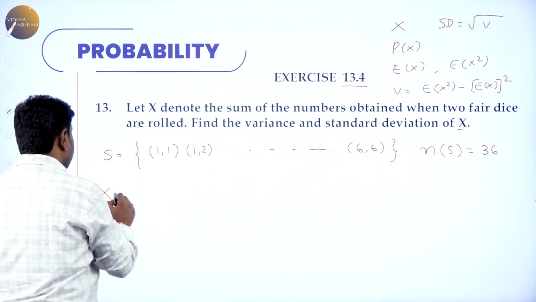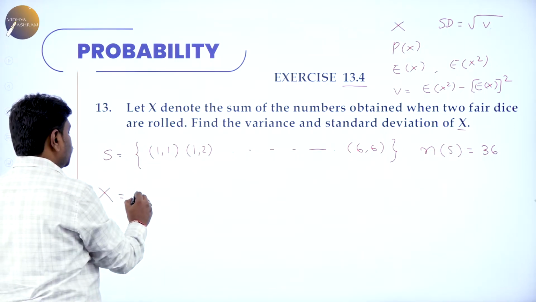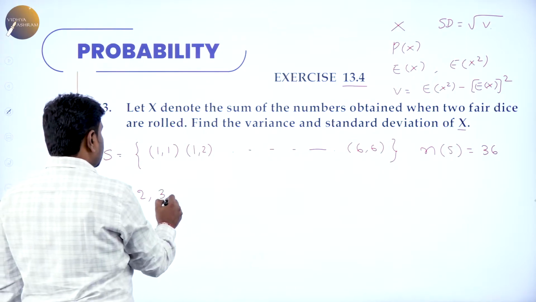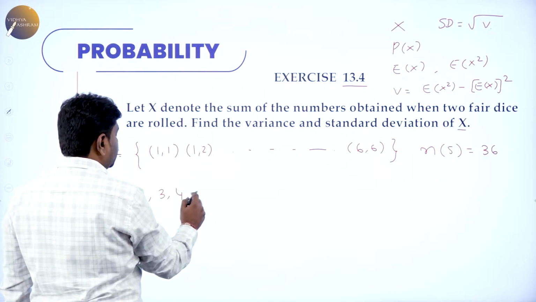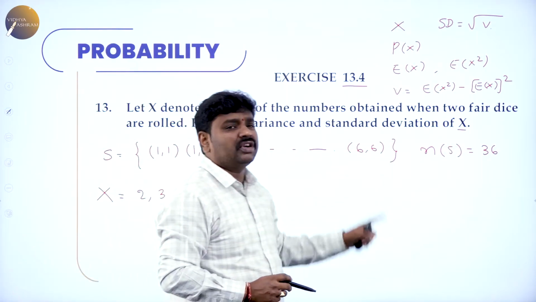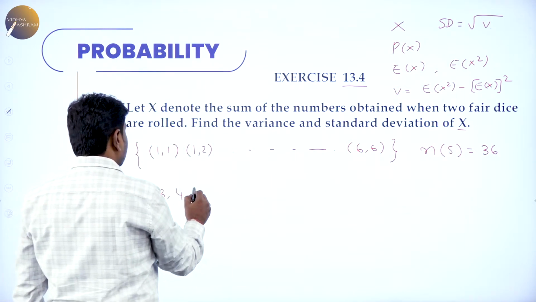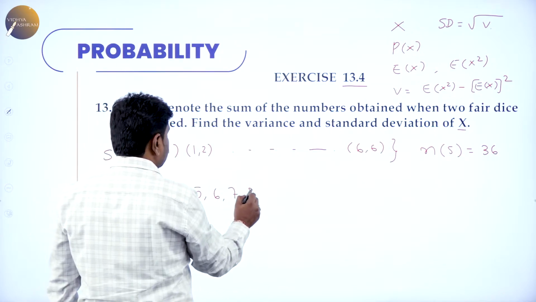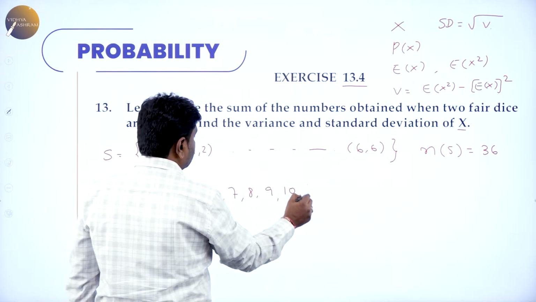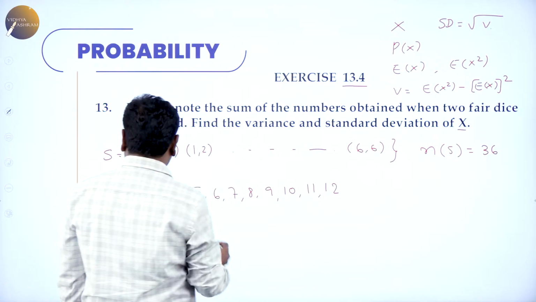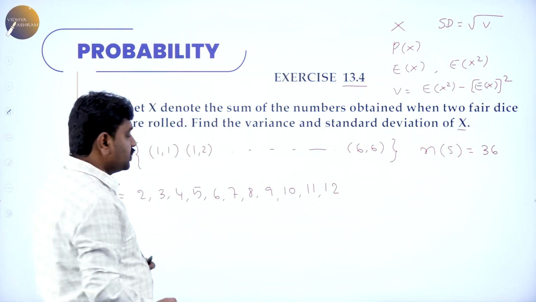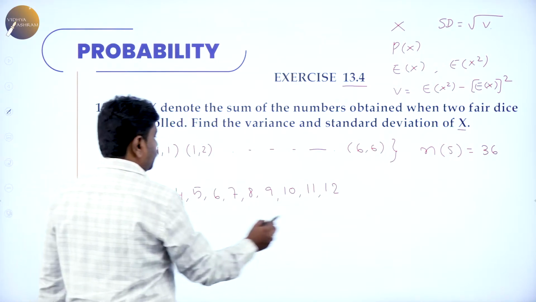Now, 1 1, 1 2, like that. X represents the sum of numbers. What is 1 plus 1? 2. Then 1 plus 2 is 3, 1 plus 3 is 4, like that it goes on. Finally you have 6 plus 6. What is 6 plus 6? 12. Till 12 we'll add continuous numbers: 2, 3, 4, 5, 6, 7, 8, 9, 10, 11, 12. So this is x, the values of the random variable.